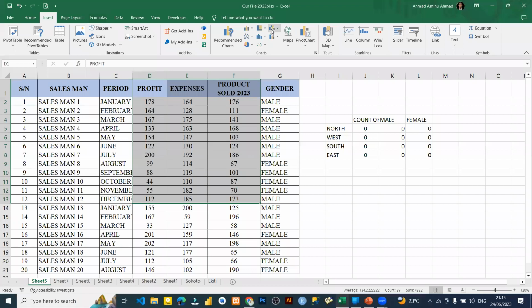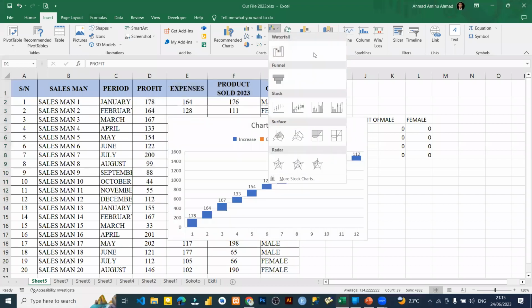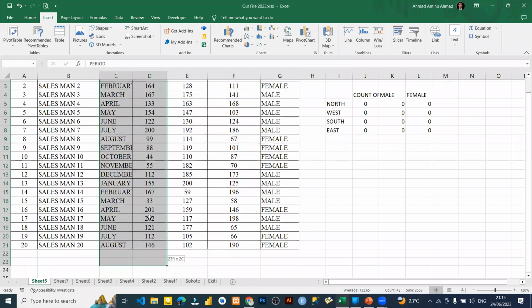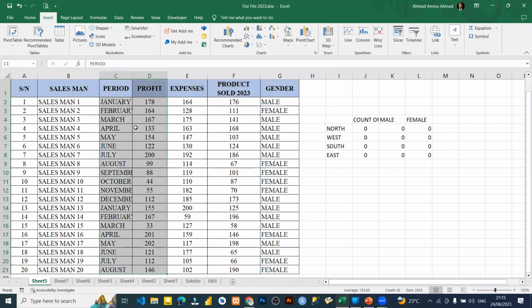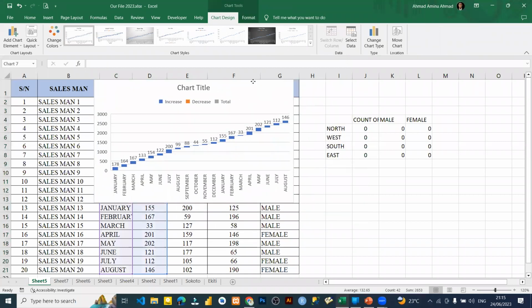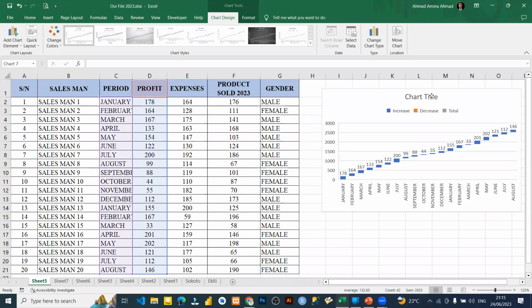To use it, you come here, this is where it is, click here. You see it, you see a water flow like this. This is how it's going to look. But I'm just going to use only one of them. Let me just highlight one of them like this. I just highlight period and profit. So just click it and put it like this. So this is how the waterfall is always represented. This is how the waterfall will look.